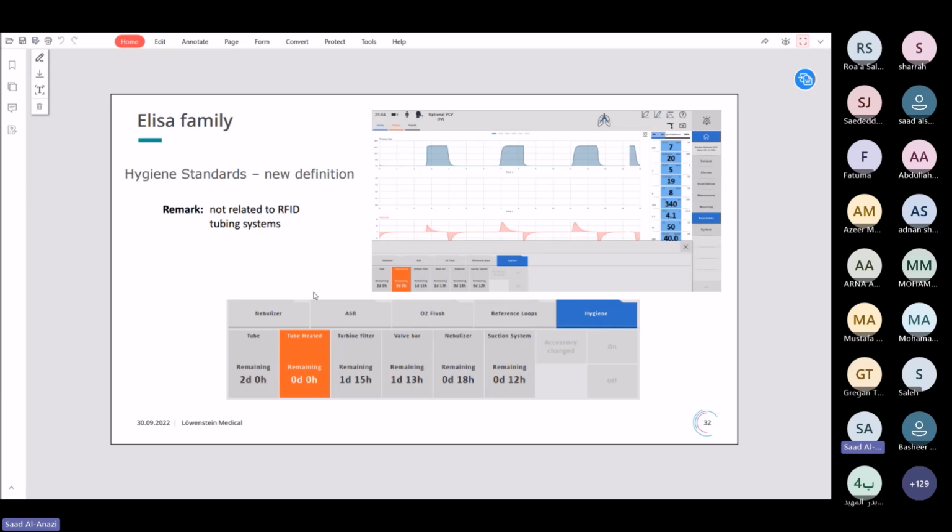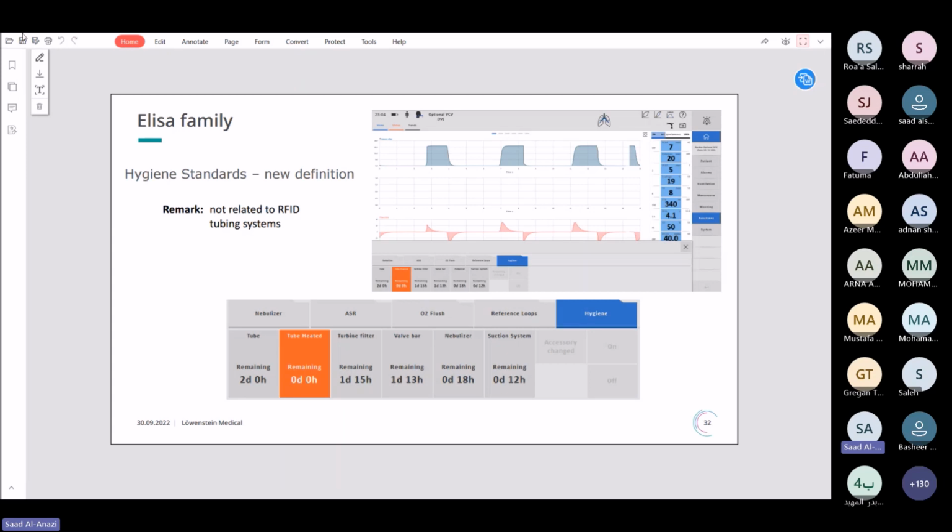Here we have a really great feature helping the end user, RT and the doctors, to minimize the infections that come from the ventilators. It's called hygiene standards. What are the hygiene standards? It's all the accessories or all the connections used with the patient that require the end user, RT or the doctors, to change them. As you know, as an RT or a doctor, the HME requires, for example, according to the guidelines, that after 24 hours you need to change it.